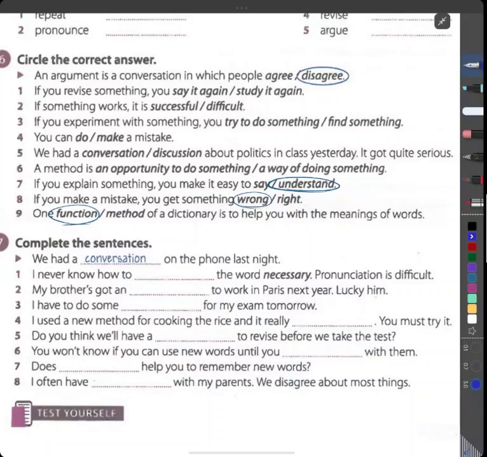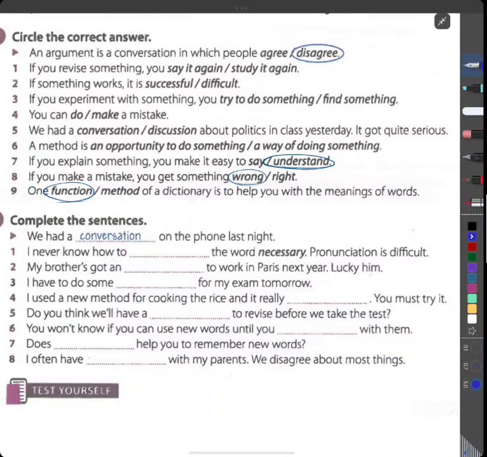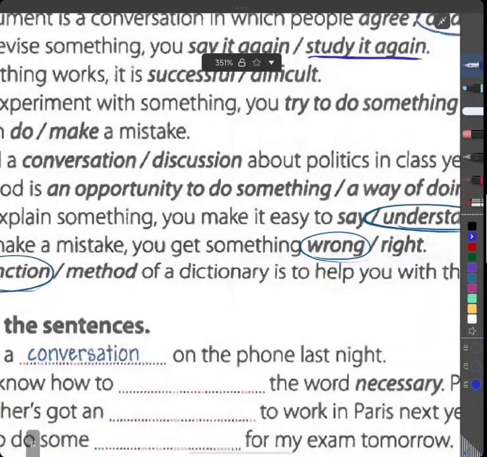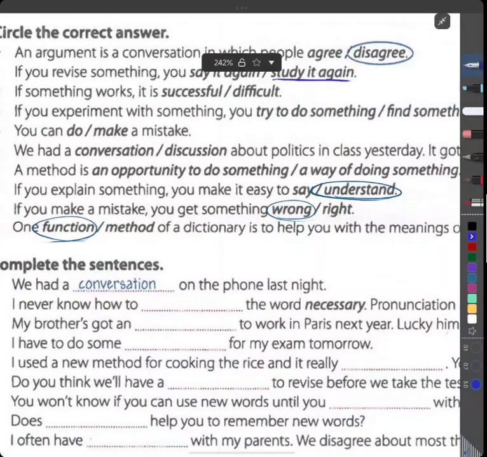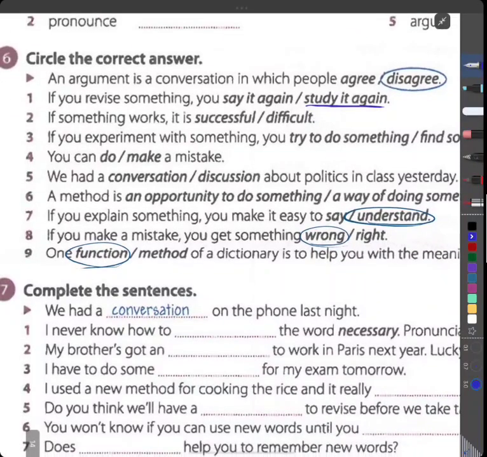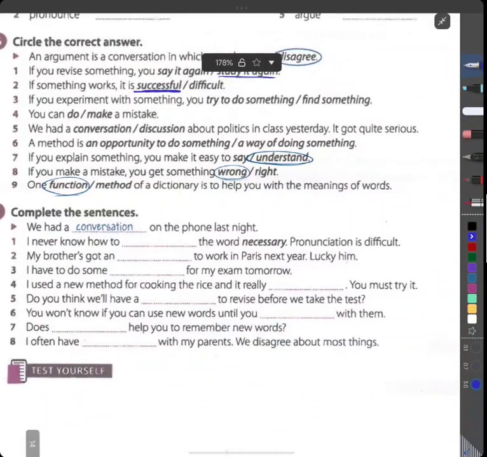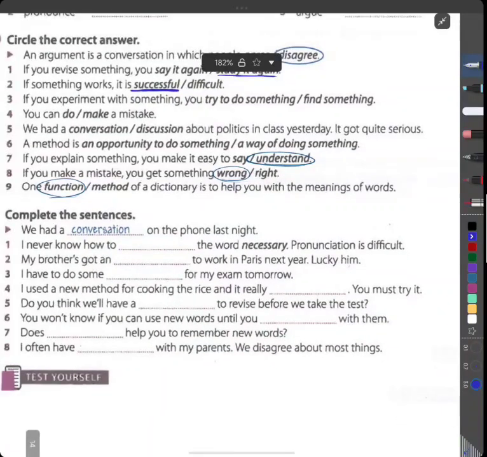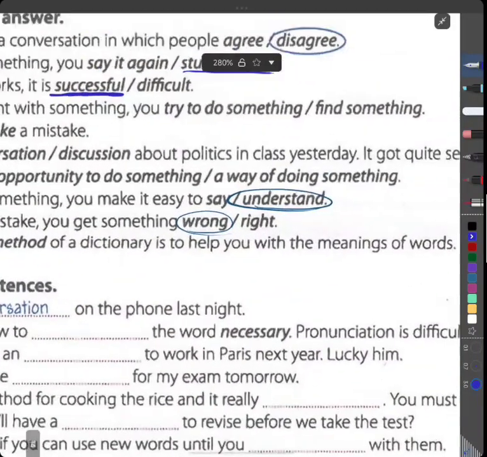Circle the correct answer. If you revise something, you say it again or study it again. You study it again. If something works, it is successful or difficult. If something works, it is successful. If you experiment with something, you try to do something or you find something. You try to do something.